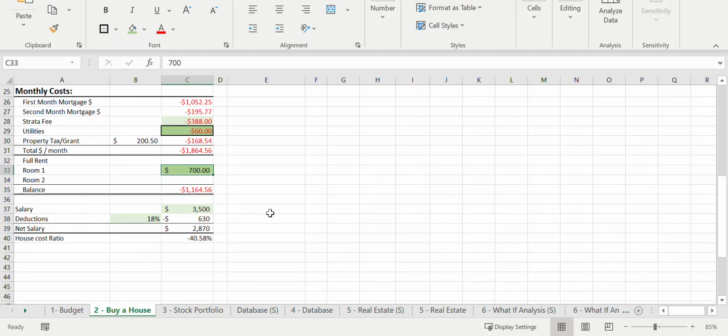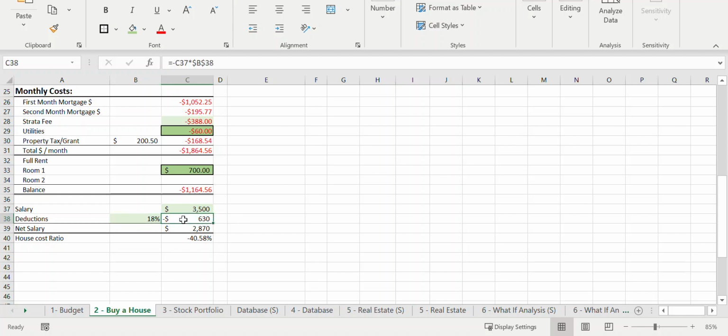Now, another very important calculation is how much your housing is costing you relative to your income. This is a calculation banks look at very carefully, so you should know what it is. What I've done here is put in a basic calculation of how much your salary might be. So let's say you gross $3,500 per month. We want to calculate, and also we want to know, what the net is.